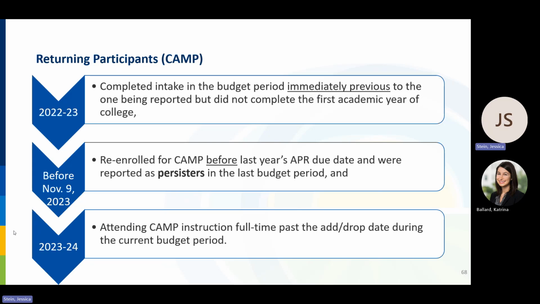The number of returning participants must equal the number of persisters, including persisters from the 5th year of the grant, from the budget period immediately before the one being reported. In other words, the previous reporting period's persisters are the current year's returning students. Students from the immediately previous budget period who return to the camp project during the current reporting period after the due date for the APR must be reported as new participants.